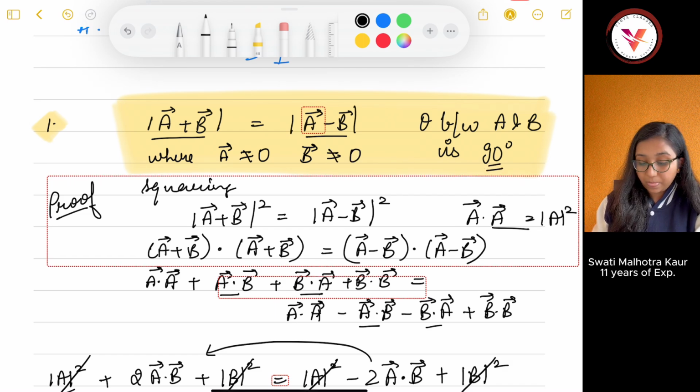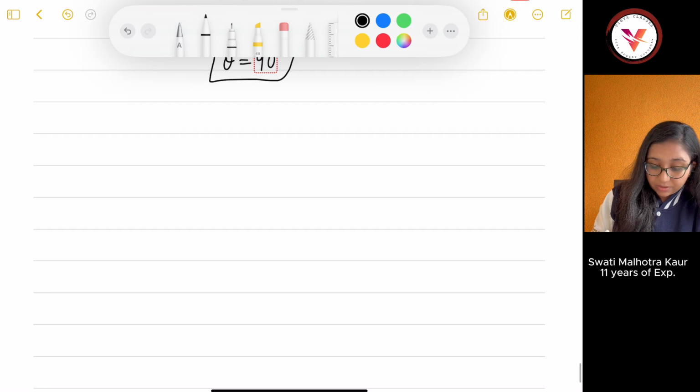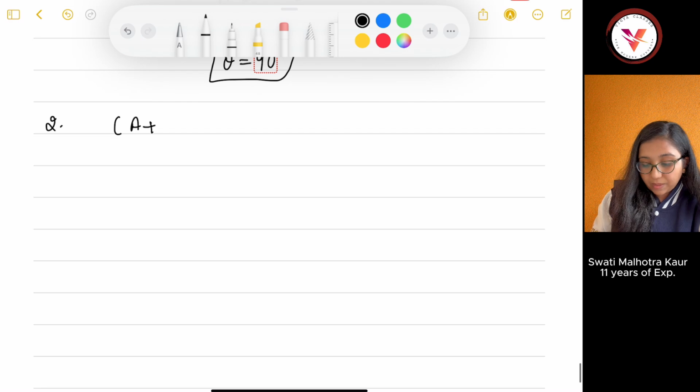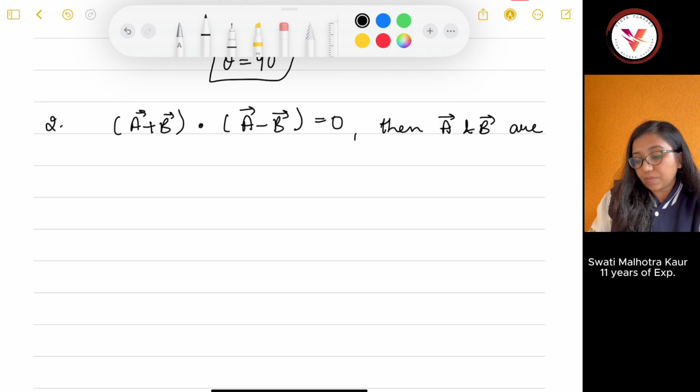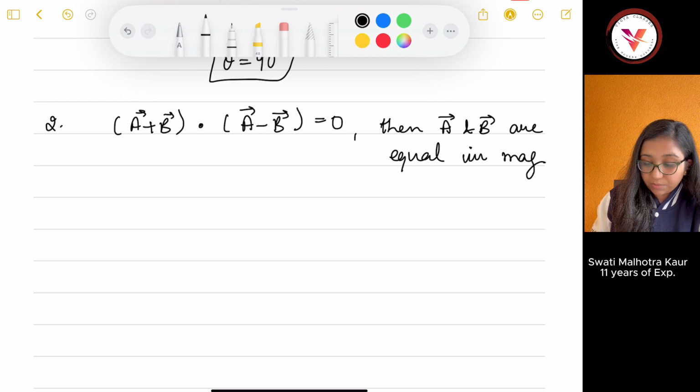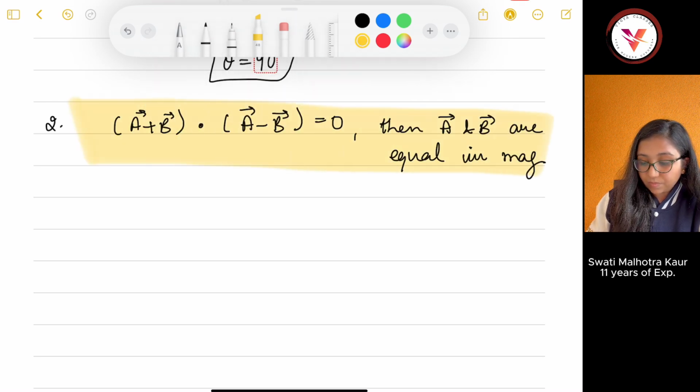So this is a tip. And the second tip is, if simple A plus B has a dot product with A minus B equals 0, if this is the condition, then A vector and B vector are equal in magnitude. So this is tip number 2, which you can remember for your MCQ type questions.